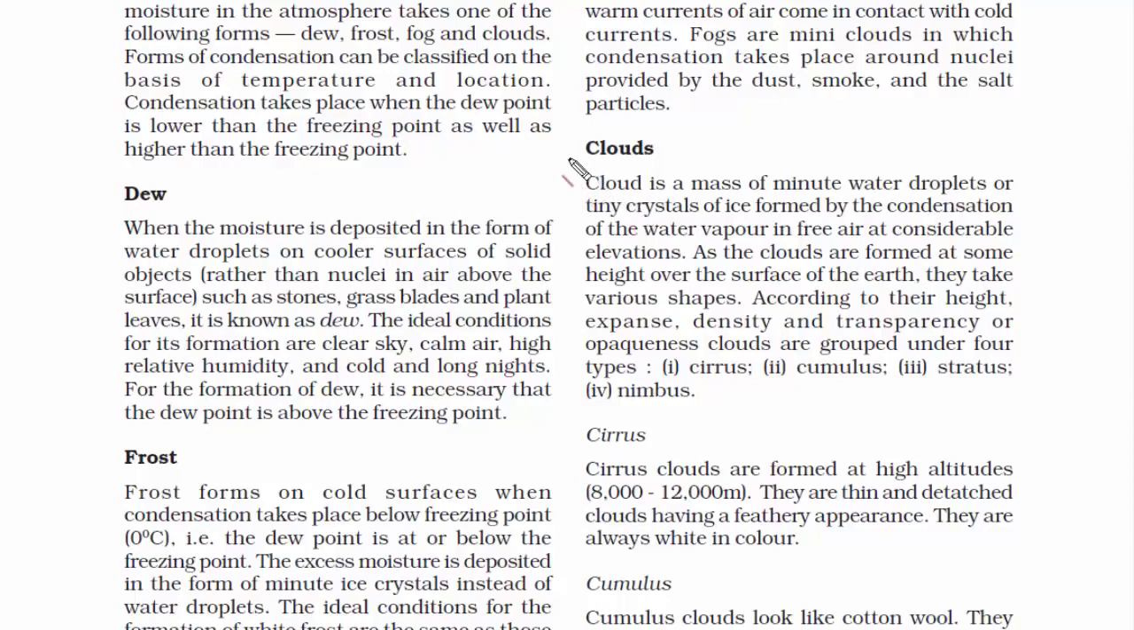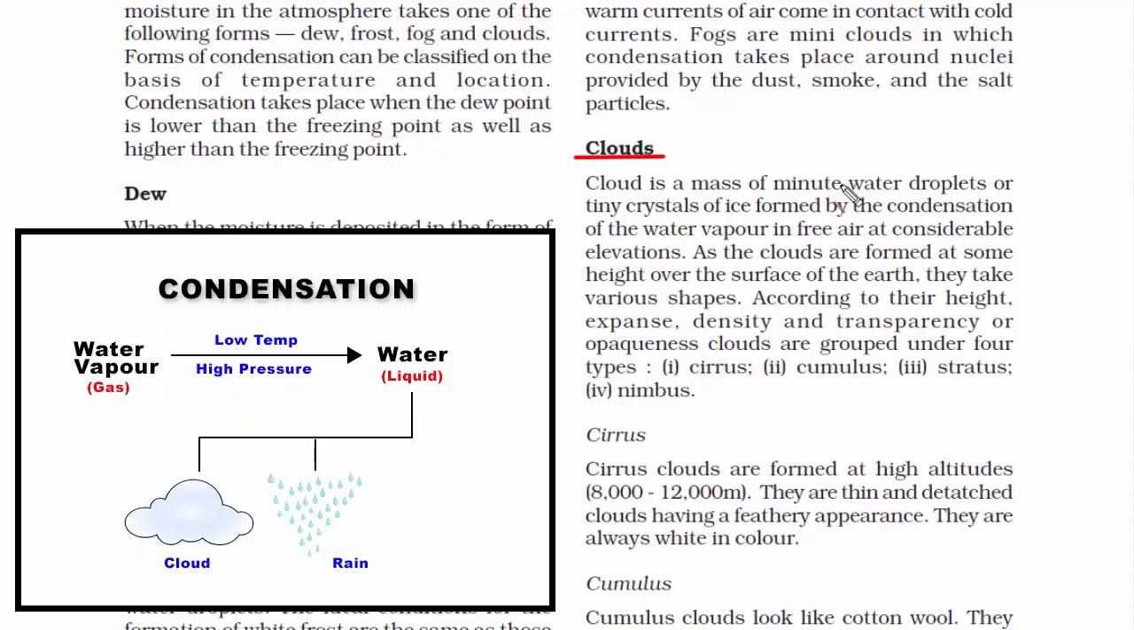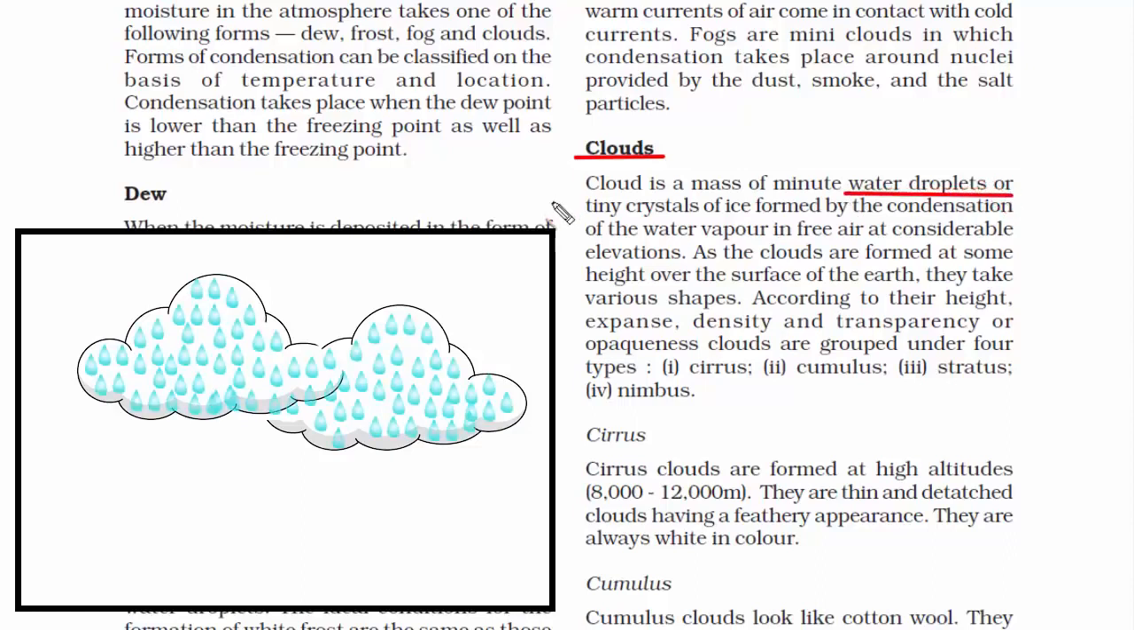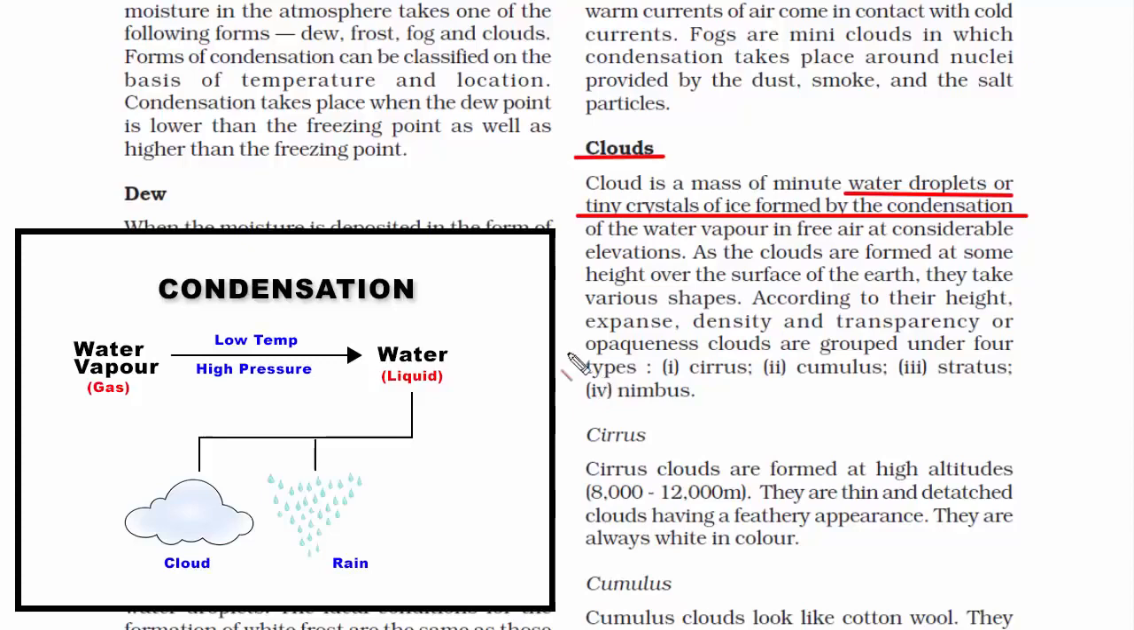In this video, we'll get to know about clouds and different types of clouds. Now I'll quickly tell you how clouds are formed. When we look at a cloud, it looks like a white, fluffy, gaseous thing that moves around in the air, right? But clouds are actually a large mass of tiny water droplets consisting of liquid water and crystals of ice, formed by the condensation of water vapor in free air.